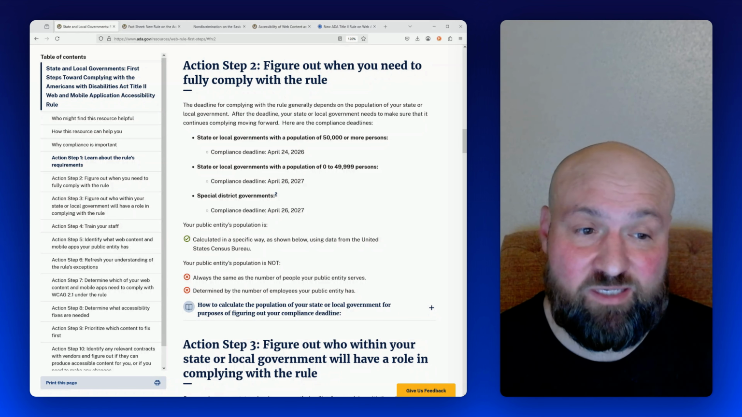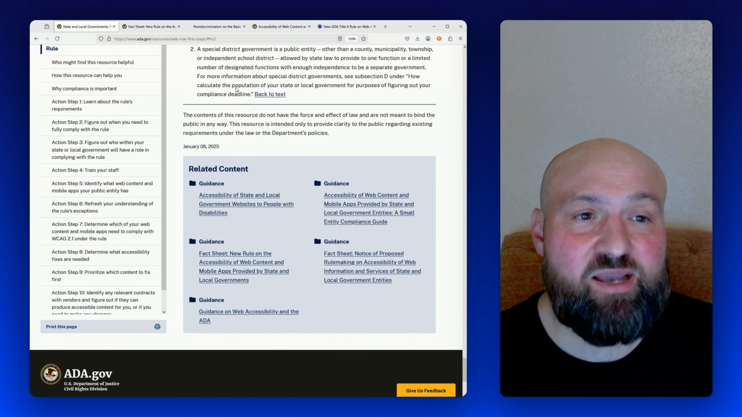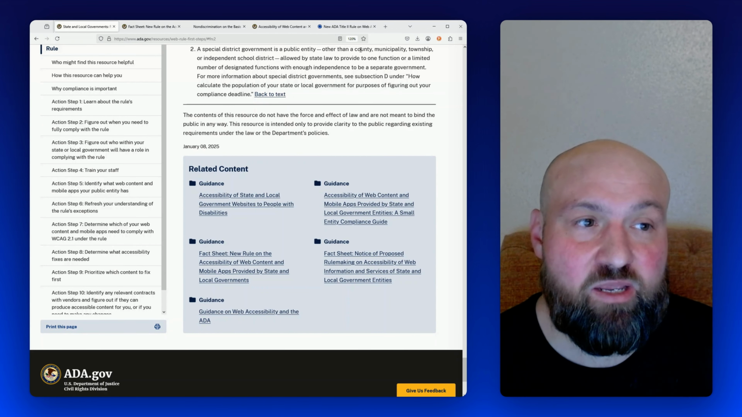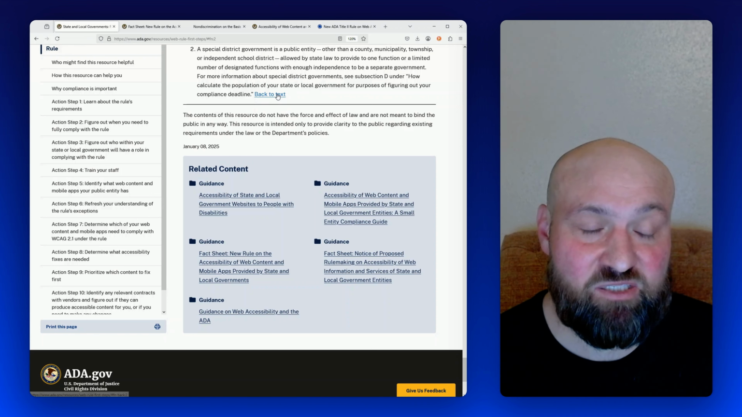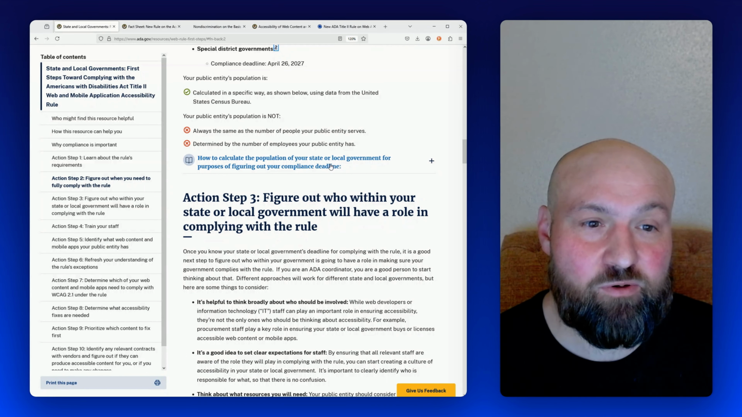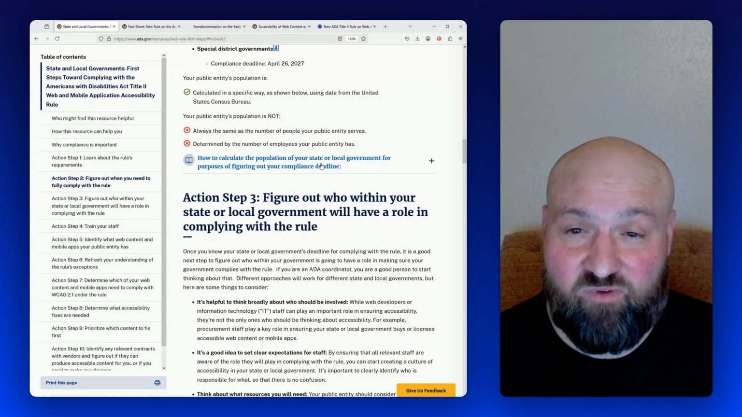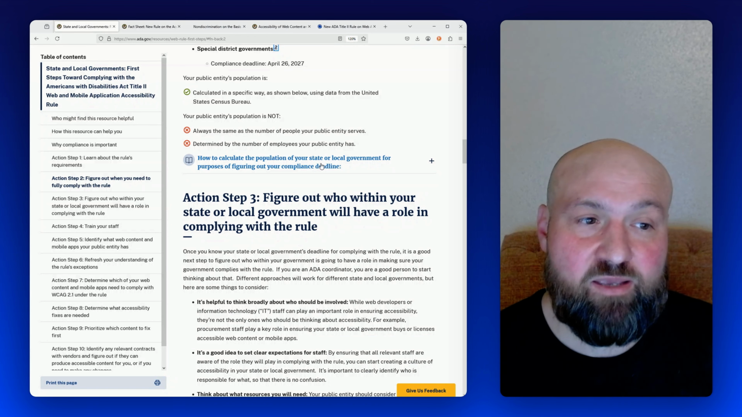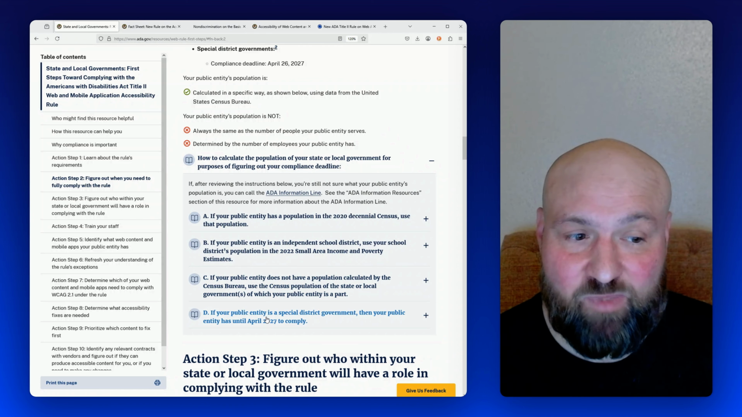And if you're wondering what is a special district government, here we have a footnote. So I'm going to go ahead and click on this. And then we have a special district government is a public entity other than a county, municipality, township, or independent school district allowed by state law to provide one function or a limited number of designated functions with enough independence to be a separate government. So for more information about special district governments, we can see subsection D. And here we go back to this nice guide that is set out that helps you determine the population. If you're unsure of the population for your entity, this is a guide. Here we can expand and we can look to subsection D to find out more information about special district governments.